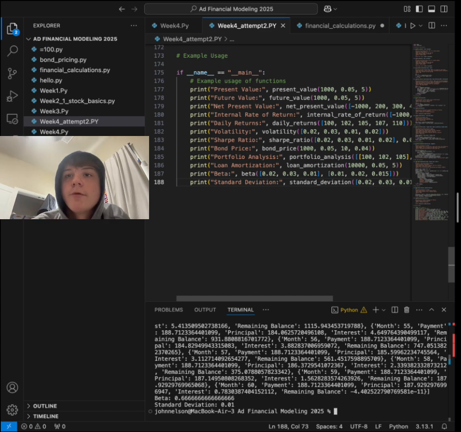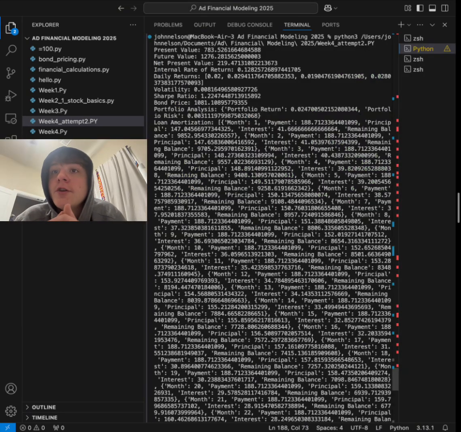So now let's look at the terminal. It's a quick glance. As we can see, I just pulled it all up here. We get the present value, 783.53 rounded. That's the same as the NumPy and Pandas version I did at the very beginning. We get the same values. Future value, 1,276.28. Net present value, 219.47.